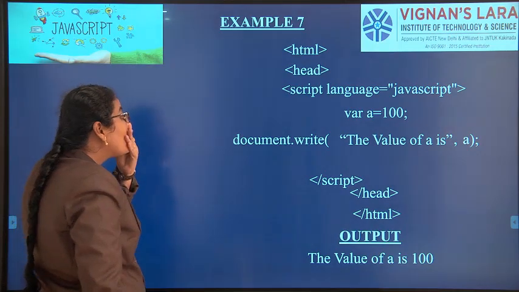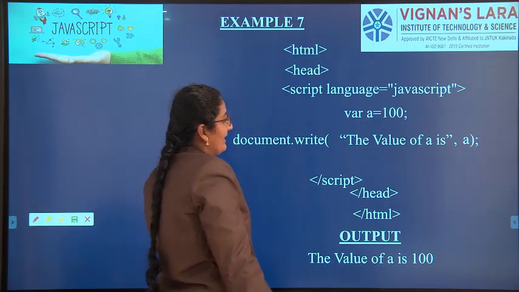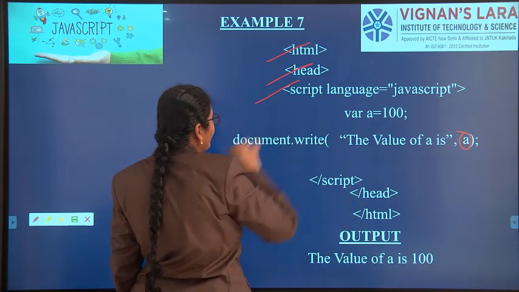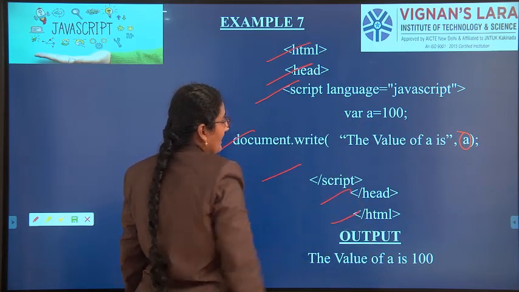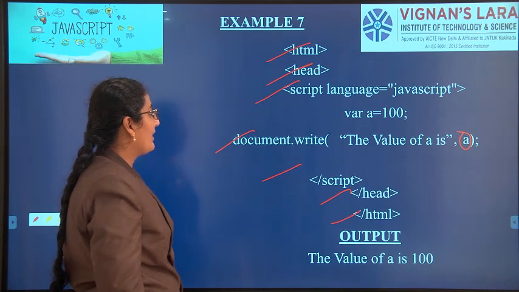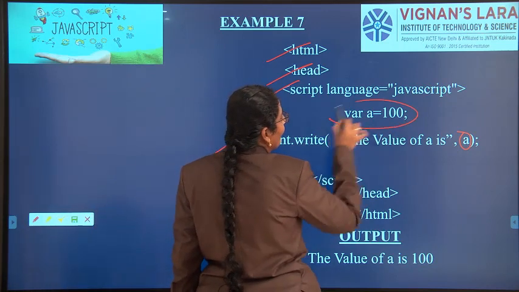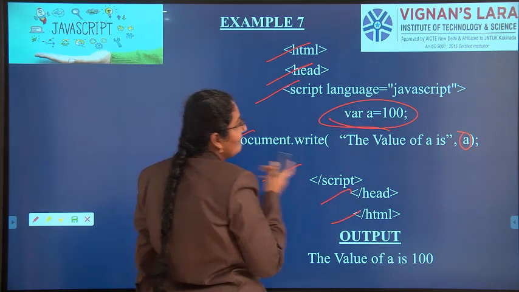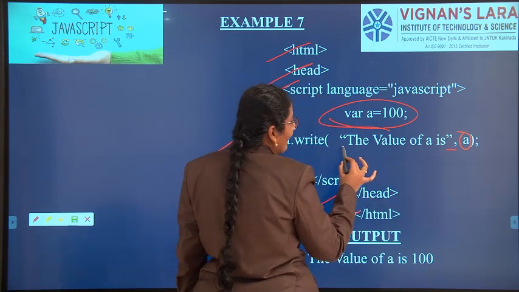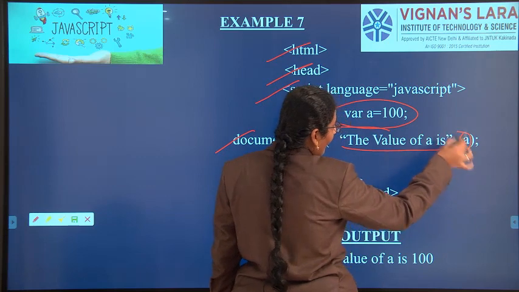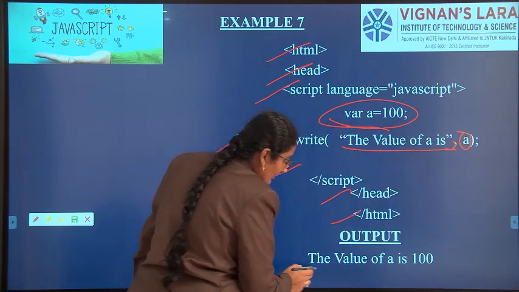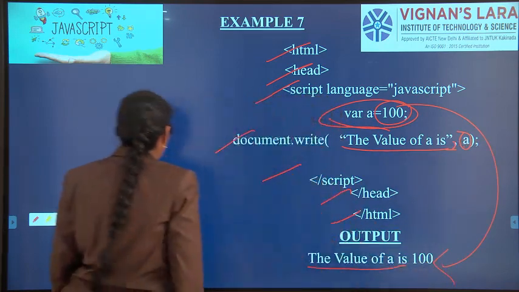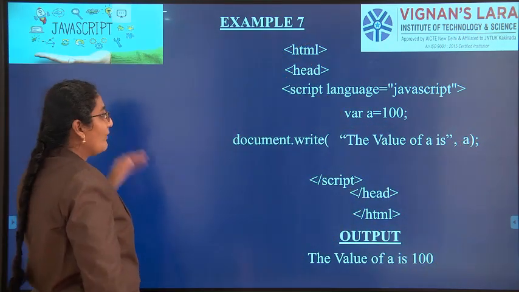See here, instead of using the append symbol, we can also directly give the A value. Remaining everything is the same as the before program. Taking variable A and giving value 100 is also the same. We need not always use the append symbol. We can have a comma also. So for the value of A is, I have given a comma and the A value. What will it do? It will print the value of A is 100.